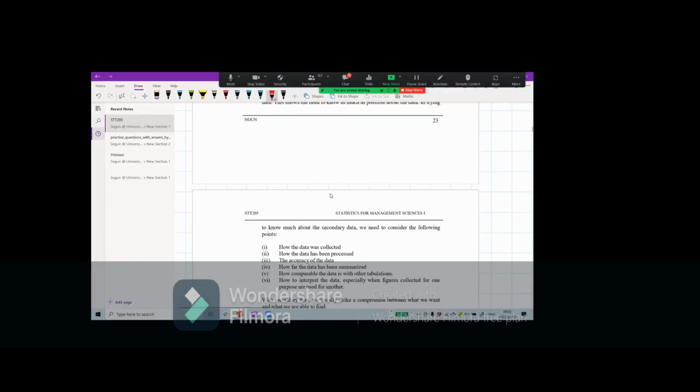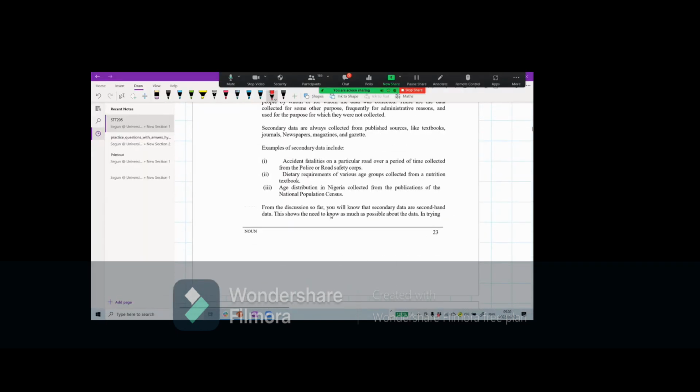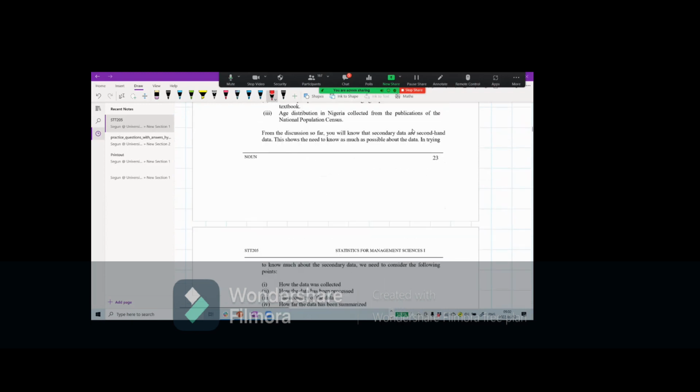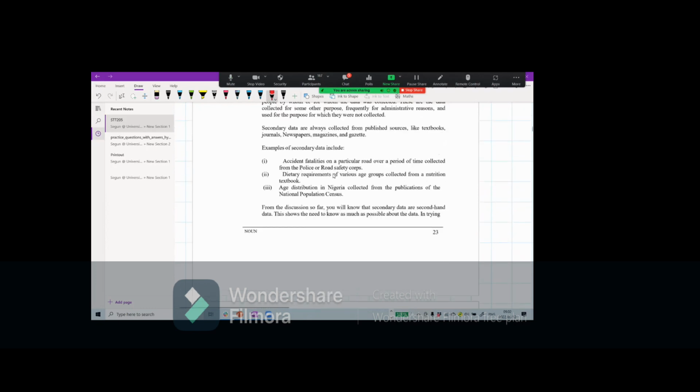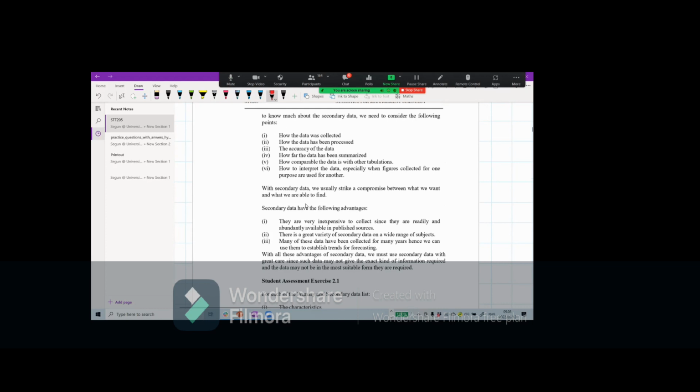So, how do we process? What are the things we need? Look at what they call it here. Secondary data are second-hand data. Not that because you are the one that collected it and you gave it to someone, it has turned to second-hand. Have you processed it? Let's take note. Is it already in the public domain? Is it already published? It probably is published in a textbook or journal, or is it a gazette? Is it already gazetted? Let's take note of that.